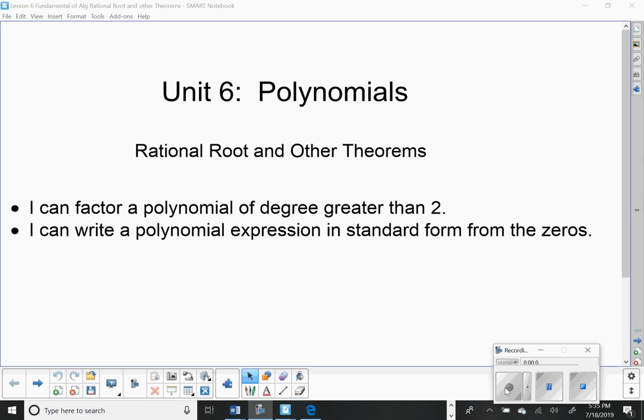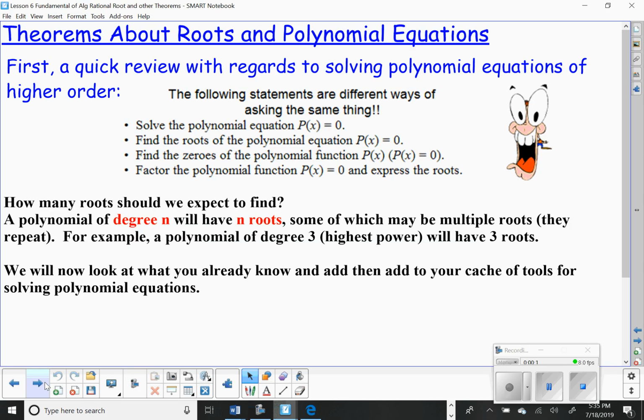Rational root and other theorems. In this lesson, you're going to learn how to factor a polynomial of degree greater than 2 and write a polynomial expression in standard form from the zeros. Same thing you've done before. Now, theorems about roots and polynomials.